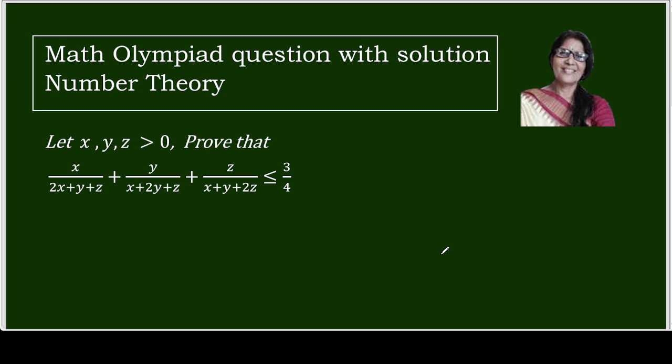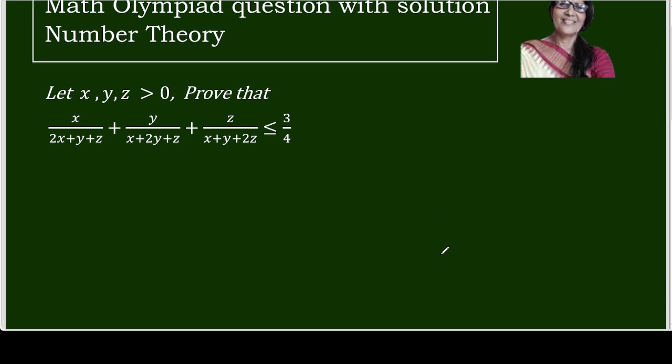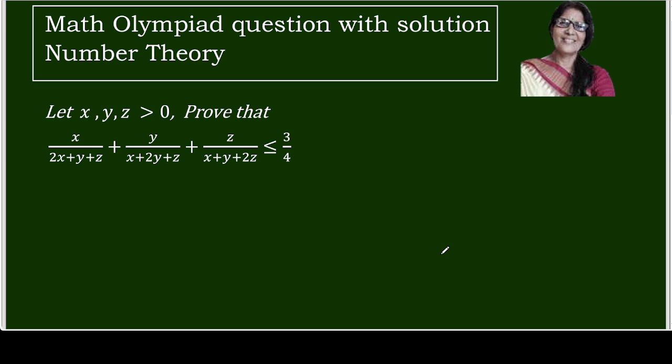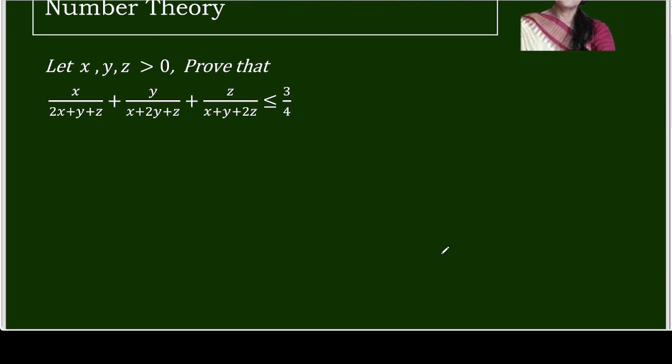Today I have taken a maths Olympiad question based on number theory. Let x, y, z all be greater than 0. Prove that x over 2x plus y plus z, plus y over x plus 2y plus z, plus z over x plus y plus 2z, the whole is less than or equal to 3 over 4. So to solve this question, we can take S equals x plus y plus z.